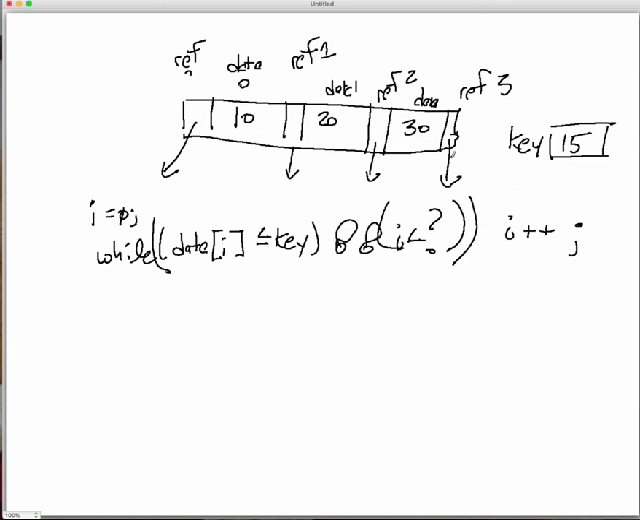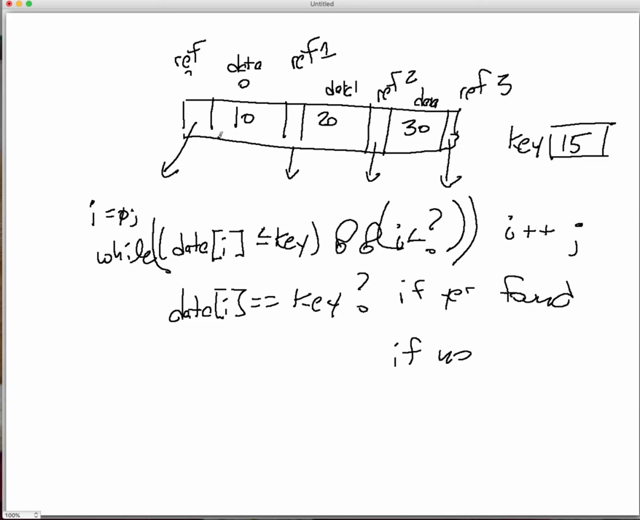So, in other words, I come in here and I ask, is data of i less than or equal to key? Sure, I'm going to go i plus plus. And I'm going to ask, is data of i, so I'm over here now, is data of i less than or equal to key? Oh, I'm sorry. While data of i is less than the key, go up. So we would stop over here when i is equal to 1. So then the question you need to ask here is, does data of i equal key? And I'm going to say, if yes, found.